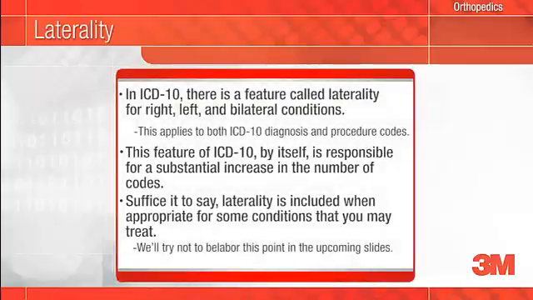In ICD-10, there is a feature called Laterality for right, left, and bilateral, which is found in many diagnoses and procedure codes involving paired organs, or those codes specific to one side of the body versus the other. For example, acute left otitis media. ICD-9 has a limited number of these. ICD-10 has many more. This feature of ICD-10 by itself is responsible for a substantial increase in the number of codes which you have probably heard so much about.